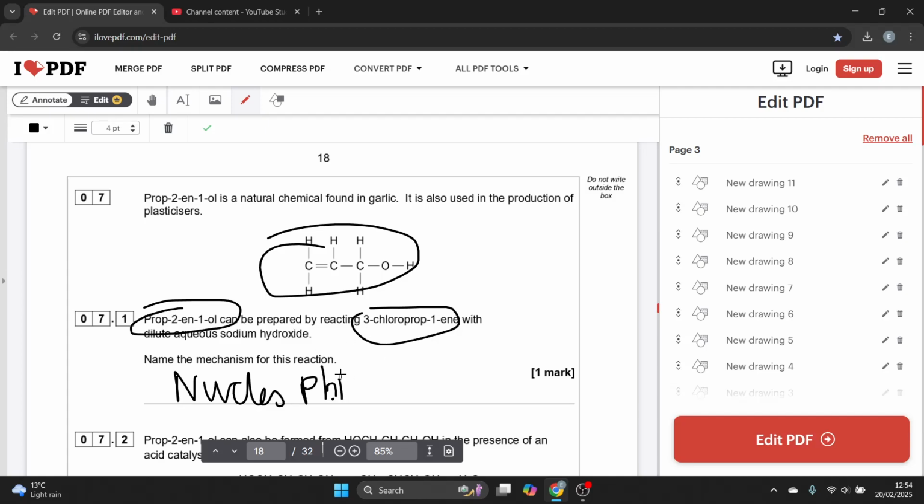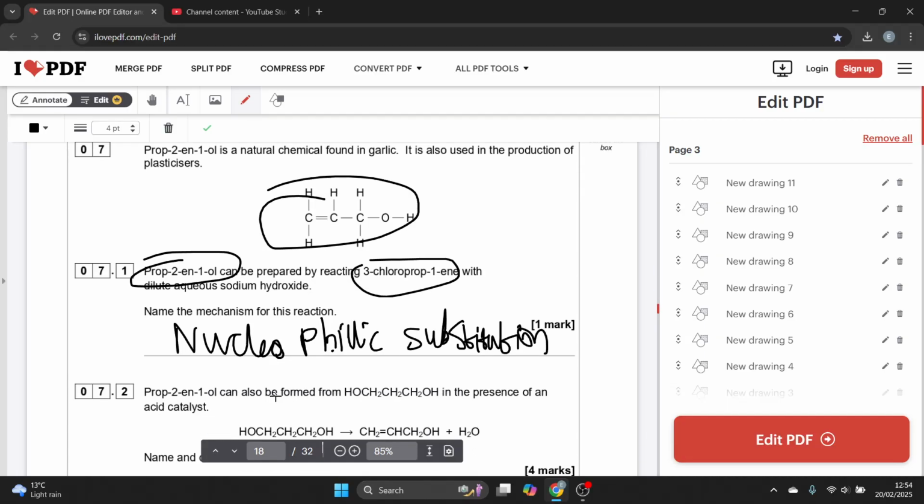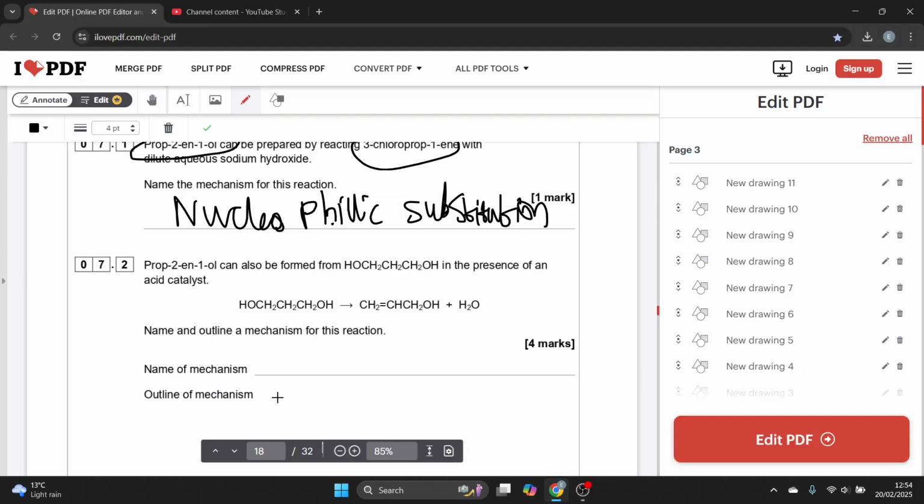And that was a bit tricky. I was thinking about elimination. Yeah, that's what I was thinking. Obviously, it's not going to be electrophilic addition, so I was thinking about elimination. But yeah, the answer is nucleophilic substitution. Then it says prop-2-en-1-ol could also be formed from this in the presence of an acid catalyst, name and outline the mechanism for the reaction. So I'm going from an alcohol to an alkene.